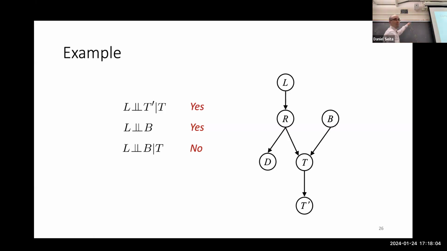just think of it like a path of 4 nodes. If you observe this, it blocks the influence from L to T prime. Now you have B here, but the only thing we're worried about is any undirected path from L to T prime. So this thing doesn't change the fact that we have a path here. This is the only path that you could have that involves L and T prime anyway.